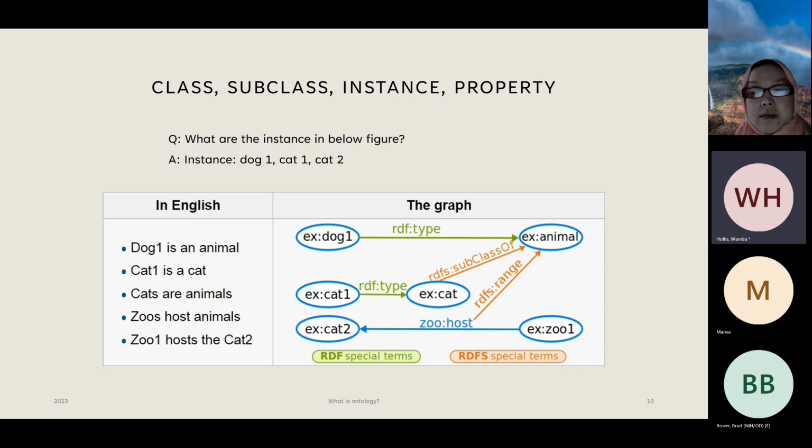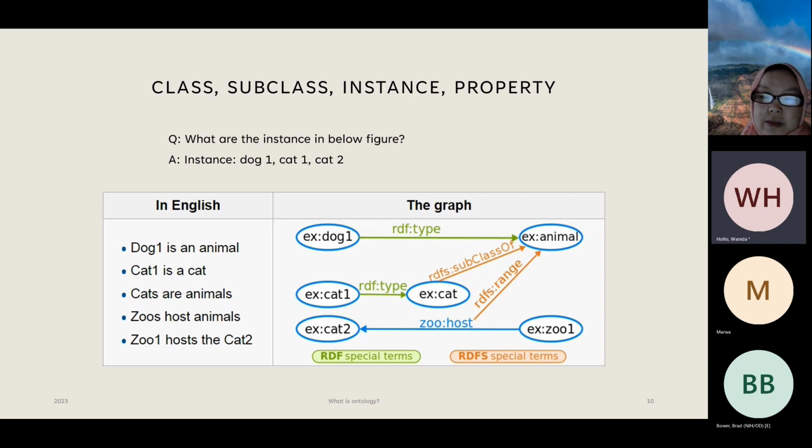And the zoo is the class. Here I don't have a class for zoo. In my figure, I only have zoo one. Zoo one is an instance. Let's say zoo one is a zoo in DC. That zoo in DC, and cat two is a cat that you can find in the zoo in DC. It's a real cat. It's not the class cat, because not all the zoos in the world host all the cats in the world.